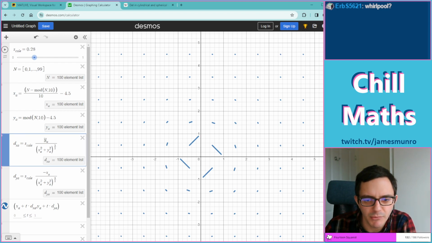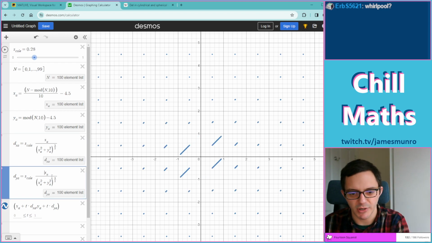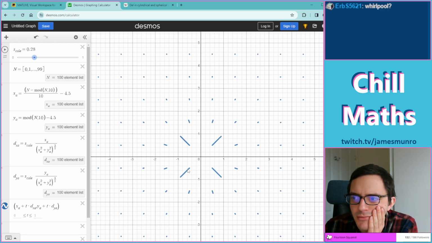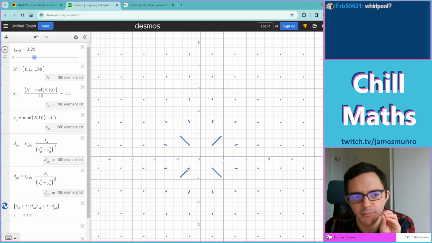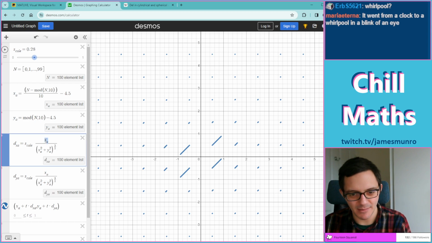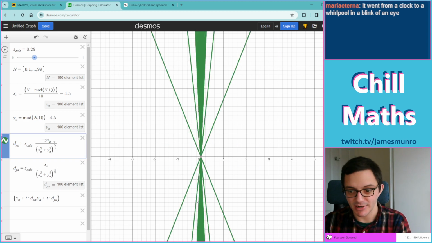So the one I was looking at before I started switching things, putting minus signs on stuff, was just outward flow, which is not very exciting. Things exploding out from the middle. I'm looking at a clock to a whirlpool. Yeah, I know. That's good, isn't it? It's round and round. There's this really funky parameter I've got here. I'm going to switch it back again.